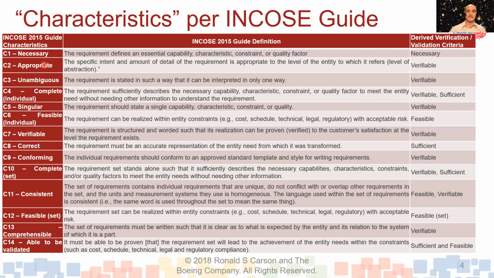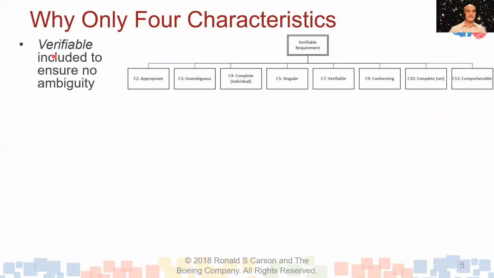Several of the other ones having to do with how a requirement is worded map to the idea of verifiable. So appropriate and ambiguous, singular, verifiable, conforming, complete, and comprehensible are collapsed. And so we think this set of 4 is actually easier to use and easier to measure and prove out when one is evaluating requirements. So in this slide, I'll be talking about exactly how these map.